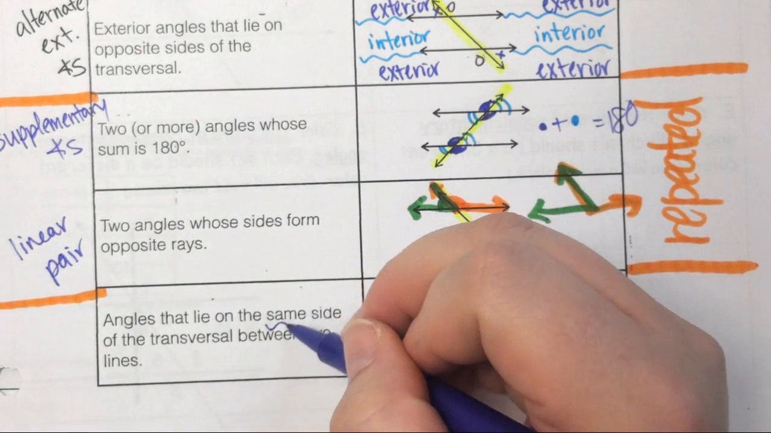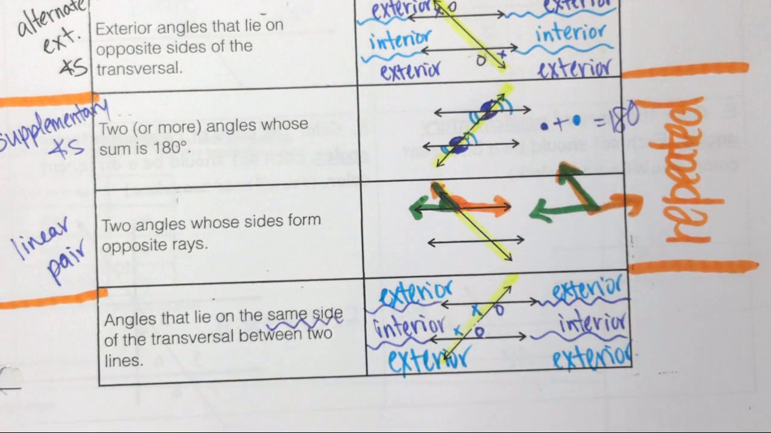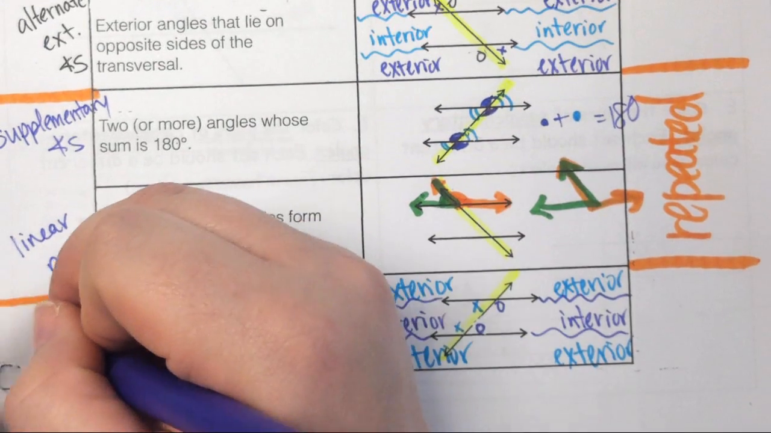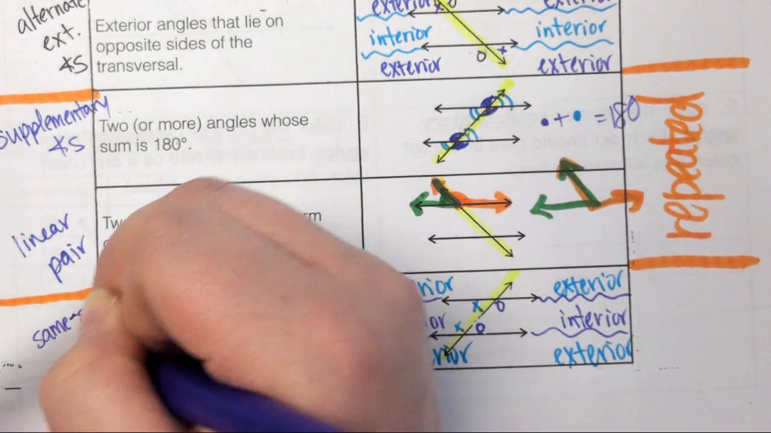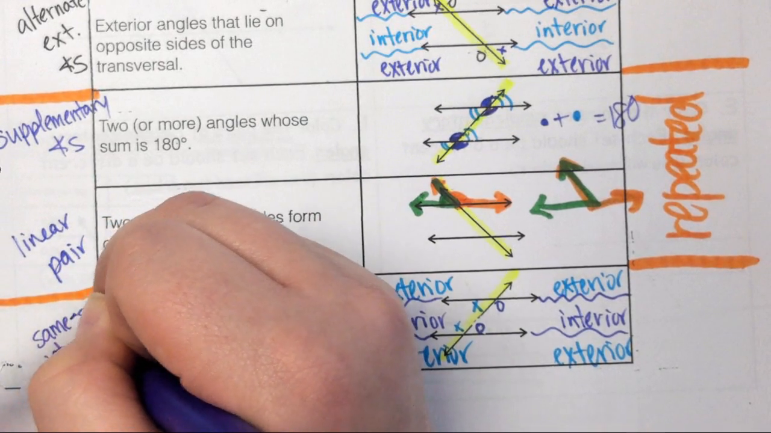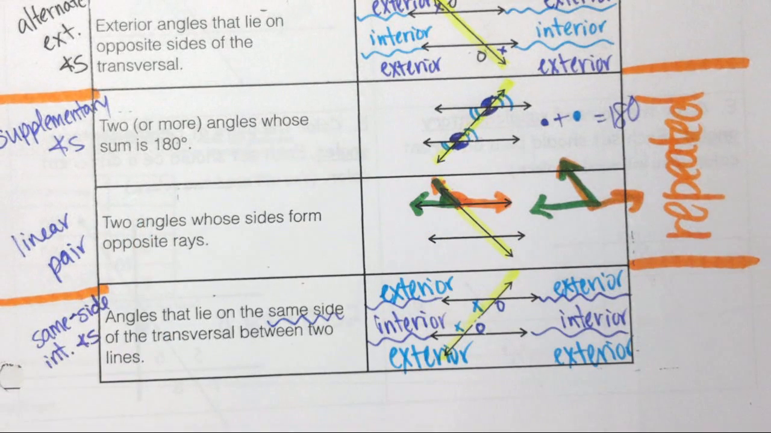Notice those words same side. So we're going to call them same side interior angles. But there's another vocab term. And what's really annoying is we did same side interior today. There's also a same side exterior. I guess we just weren't brave today. Same side interior. There's a same side exterior as well.